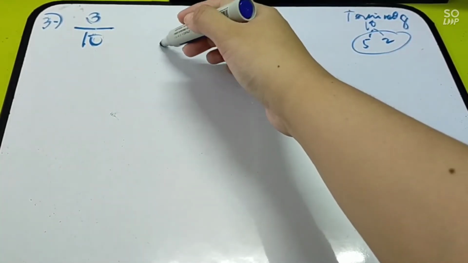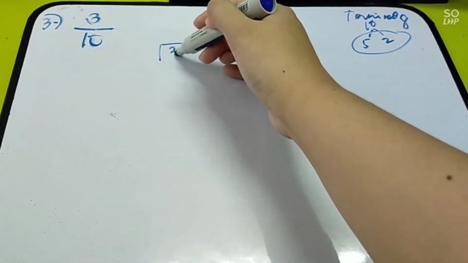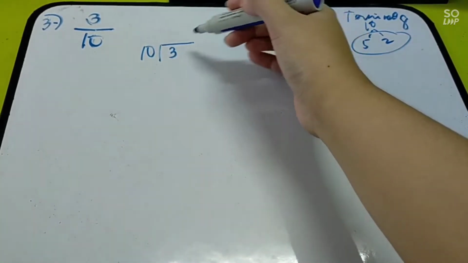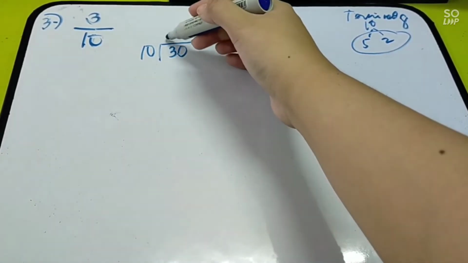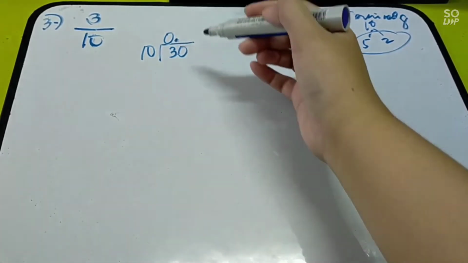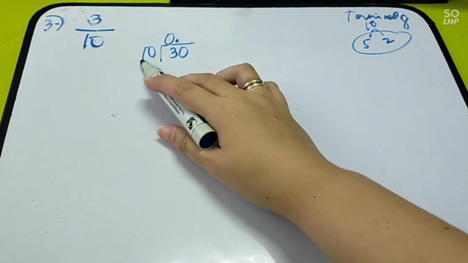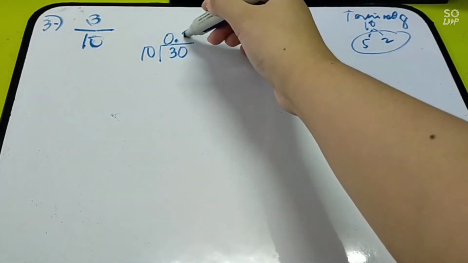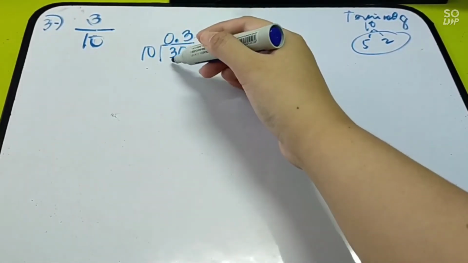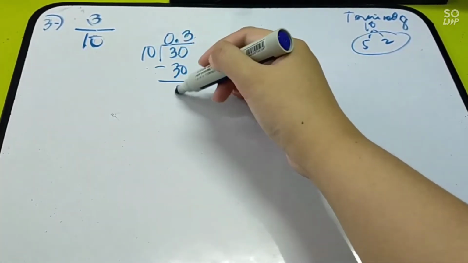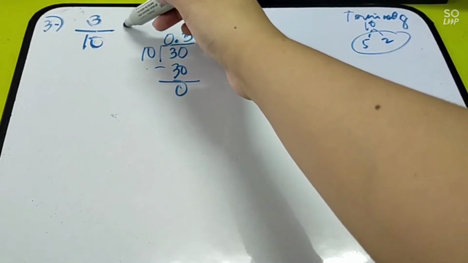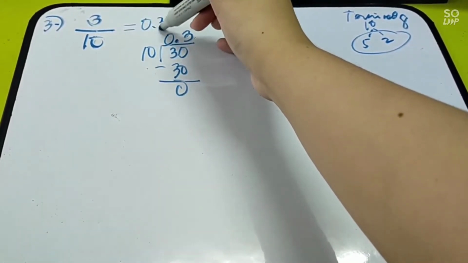Let us have the first one. So, we have here 3, then 10. Let us divide. So, add 0. If you add 0 here, add 0 point here. So, 30 divided by 10, the answer here is 3. 3 times 10, the answer is 30. So, we are done. So, we have your 0. So, 3 over 10 is equal to 0.3.